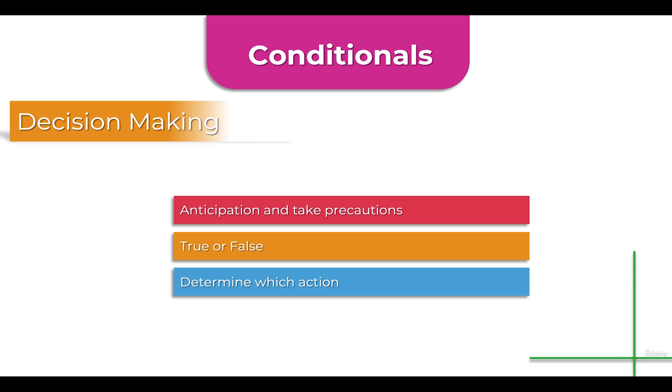The Python programming language assumes any non-zero and non-null values to be true, and if it's either zero or null, then it is assumed to be false. Now let's look at the decision-making statements in Python.